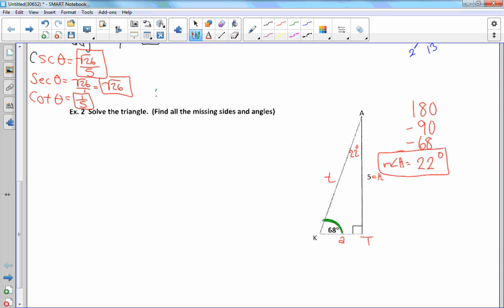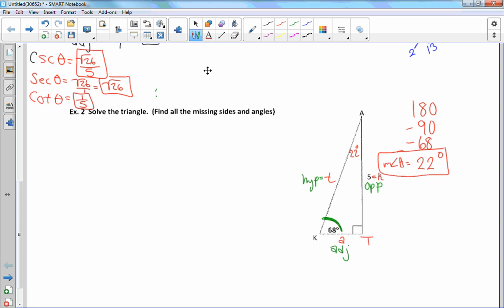Okay, the 68 degrees is our theta. We need to label opposite, adjacent, and hypotenuse. What would T be? Opposite, adjacent, or hypotenuse? Hypotenuse is opposite of the 90 degree angle. Hypotenuse. And K, with 68 degrees as our theta, is opposite. It's clear across. Okay? And little a would have to be the adjacent.